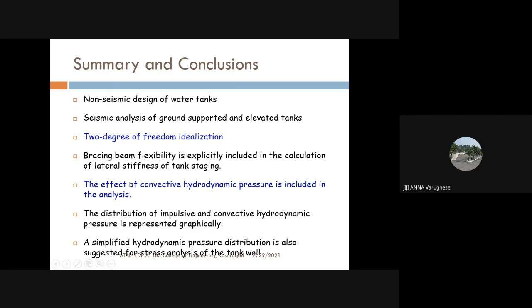Then how to incorporate the effect of convective hydrodynamic pressure, that is included in the recent revision of the code compared to the 1984 version of the code. In the 1984 version of the code, even though it is mentioning hydrodynamic pressure, it is not considering the convective part. But as per the recent revision, we have to consider both the convective as well as impulsive part of the liquid. Then the distribution of impulsive and convective hydrodynamic pressure is represented graphically.